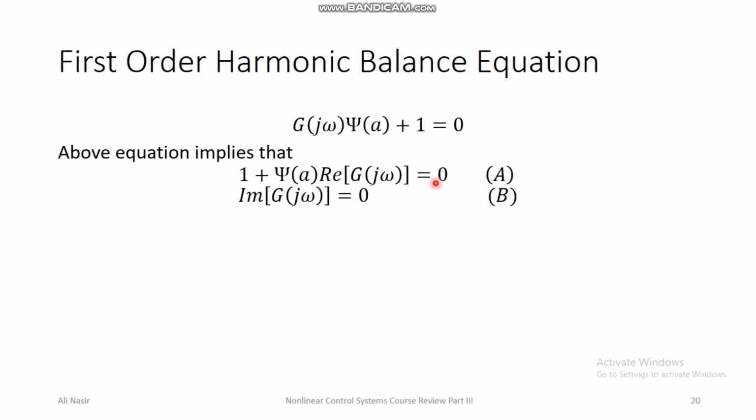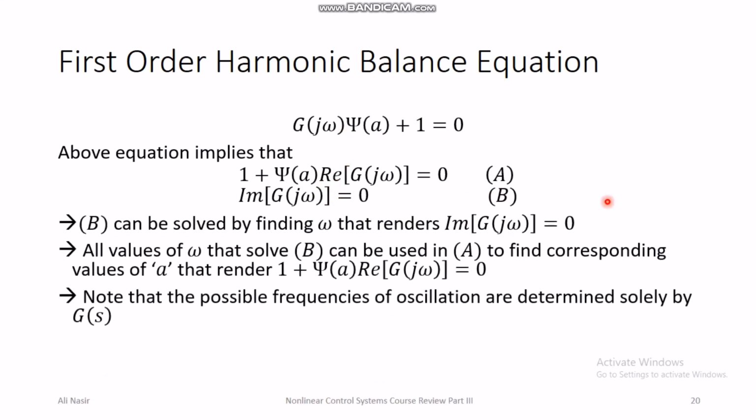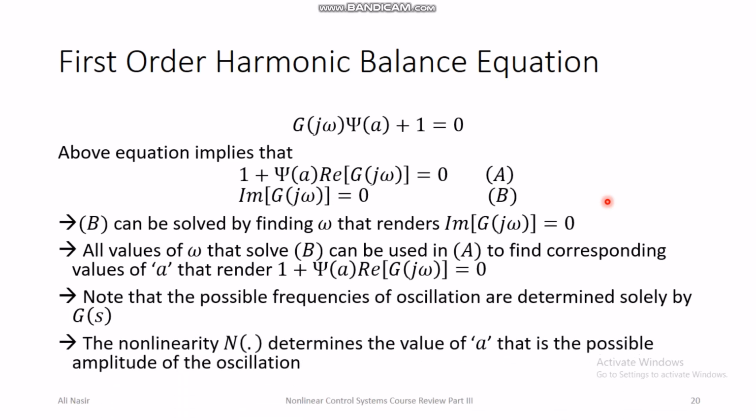This is the transfer function of the LTI system in the feedback configuration. This is the describing function of the nonlinearity in the feedback configuration. This harmonic balance equation is converted into 2 parts, real part and imaginary part, and we solve the imaginary part to find the possible frequencies of periodic solution, and we put those frequencies into the real part of the harmonic balance equation to determine whether there are possible amplitudes of the nonlinear periodic solution.